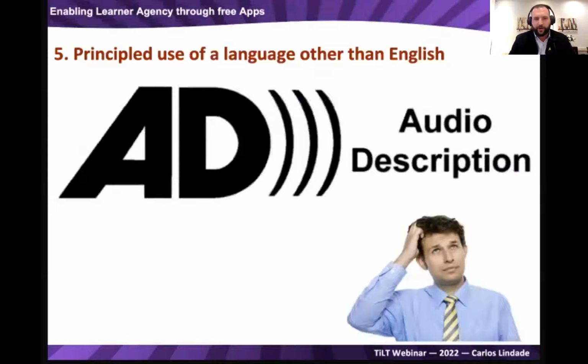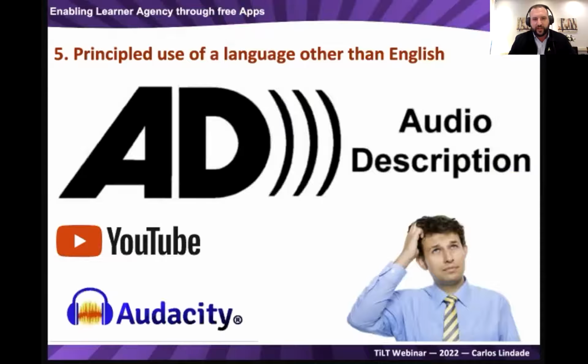Regarding the fifth frame proposed by Gao, a principled use of language other than English, perhaps a very interesting activity is audio description. This audio description allows you to introduce a culture-based translating activity that consists in turning the visual context of an event into language, offering additional information on cultural references for audiences who do not share the same background.